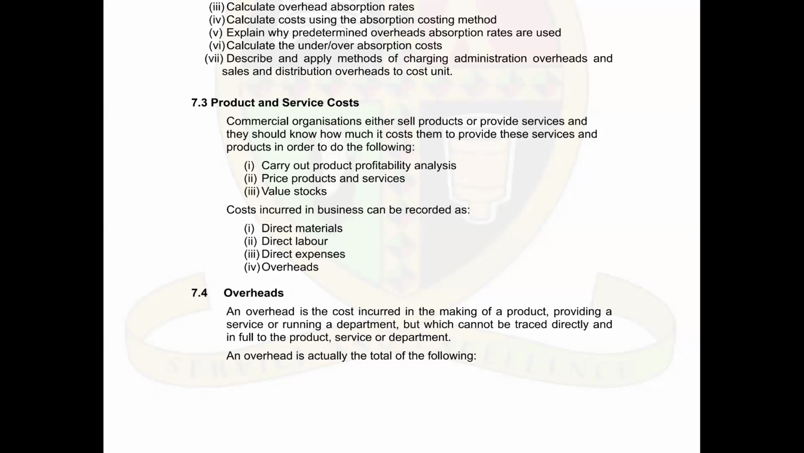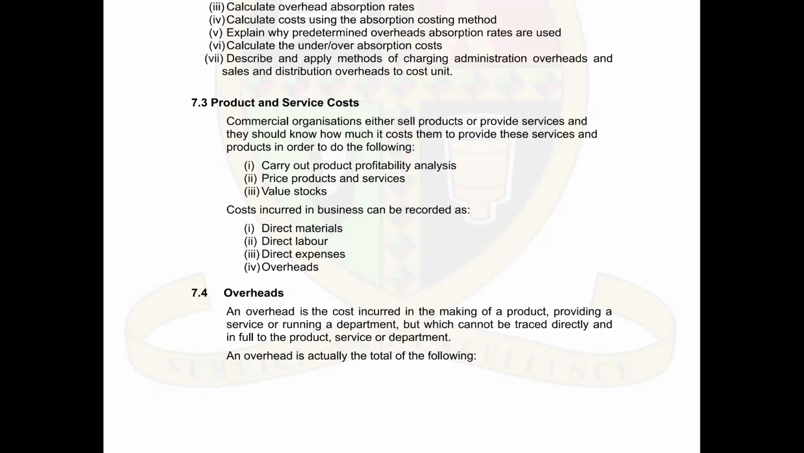The overhead costs are generally indirect costs. And your question is, what are indirect costs? Indirect costs are any costs, colleagues, that you cannot see, that are incurred when you're trying to make a product, when you're providing a service, when maybe you're running a department. But you cannot trace those costs directly to a full product, to a service, or even to a department. They are not traceable. Why? Because they are indirect.